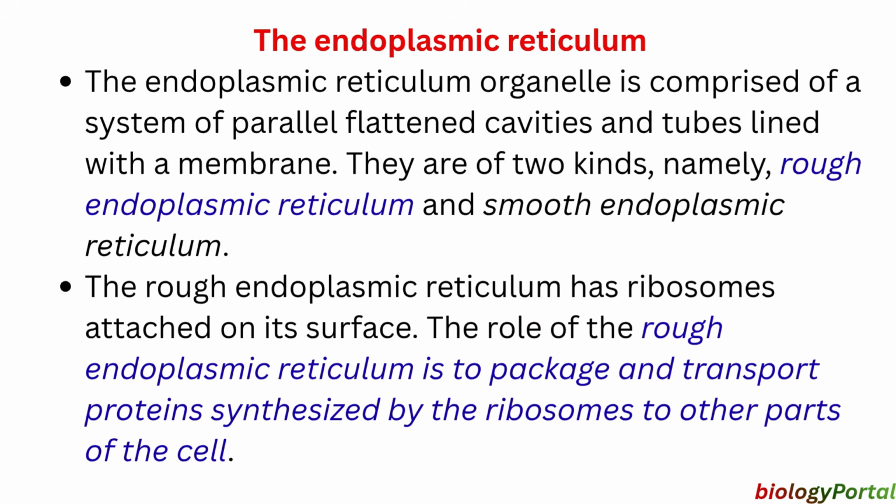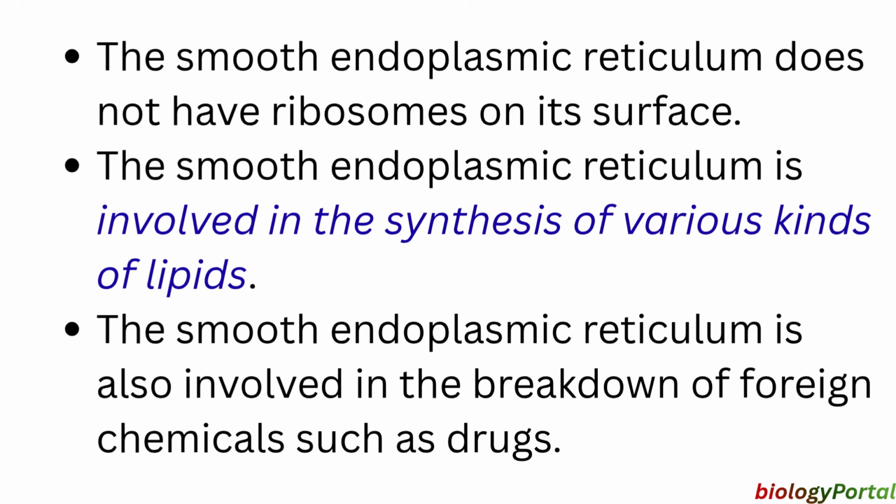The endoplasmic reticulum. The endoplasmic reticulum organelle is comprised of a system of parallel flattened cavities and tubes lined with a membrane. They are of two kinds, namely, rough endoplasmic reticulum and smooth endoplasmic reticulum. The rough endoplasmic reticulum has ribosomes attached on its surface. The role of the rough endoplasmic reticulum is to package and transport proteins synthesized by the ribosomes to other parts of the cell. The smooth endoplasmic reticulum does not have ribosomes on its surface. The smooth endoplasmic reticulum is involved in the synthesis of various kinds of lipids. The smooth endoplasmic reticulum is also involved in the breakdown of foreign chemicals such as drugs.